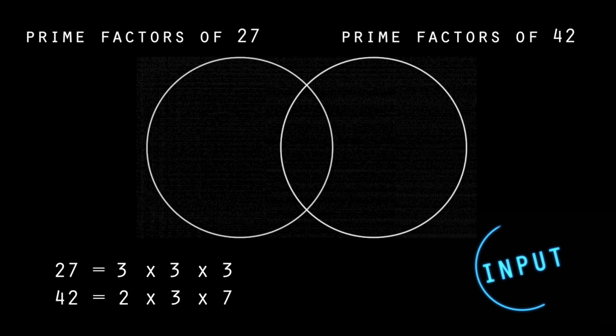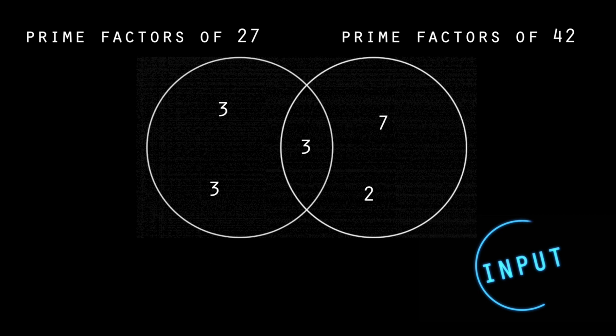We can see that both 27 and 42 share 3 as a prime factor, so that can go in the overlap. We've only written it once, but it counts for both camps. And left for 27 are 2 more 3s. These can go in the other part of the 27 circle. And left for 42 are 2 and 7, and these go here.